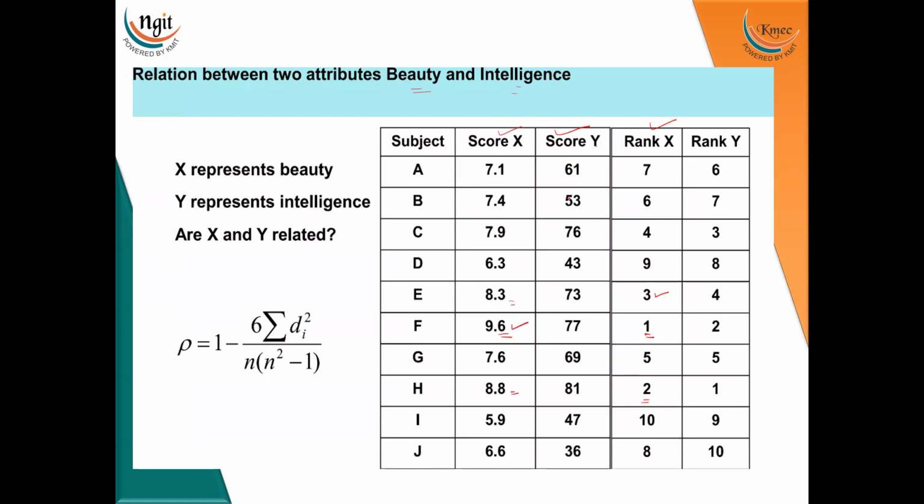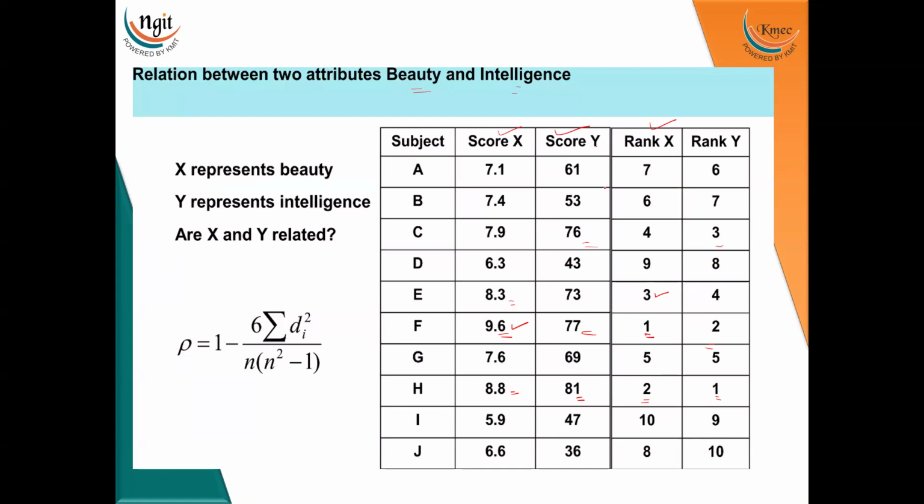Similarly for Y, see for the highest value in this. Yes, it is 81. 81 is the highest value, so we are going to rank it as 1. Similarly, next to highest is 77, rank it as 2. Then 76, rank it as 3. Likewise, rank all the remaining from 1 to 10.